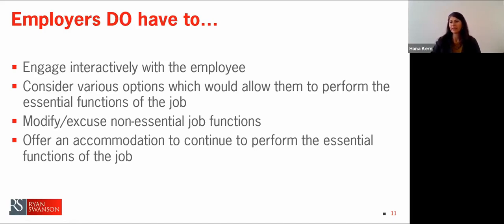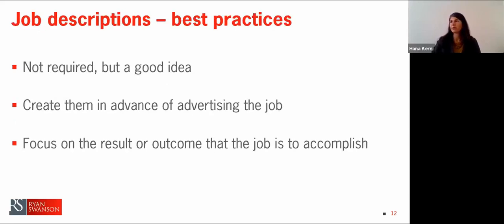Let's look at some specific considerations as far as COVID is concerned. First of all, we're going to look at job descriptions. So job descriptions, very important. It is not required that you have a job description, but we do consider that a best practice. I keep talking about essential job functions. Well, how do you know what the essential functions of a particular job are? Oftentimes, the best way to know what those are is with a description of the job. We also recommend that you do those in advance.